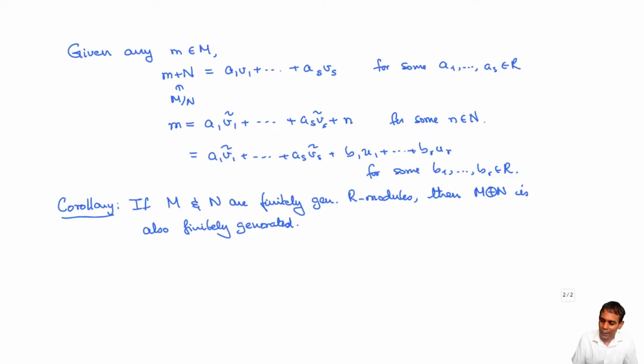How can we think of M plus N as a module with some submodule and some quotient module? The point is M is a submodule of M plus N, and M plus N mod M is isomorphic to N. So this submodule is finitely generated, this quotient is finitely generated. So by the previous theorem, M direct sum N is also finitely generated. It's a slightly different proof.